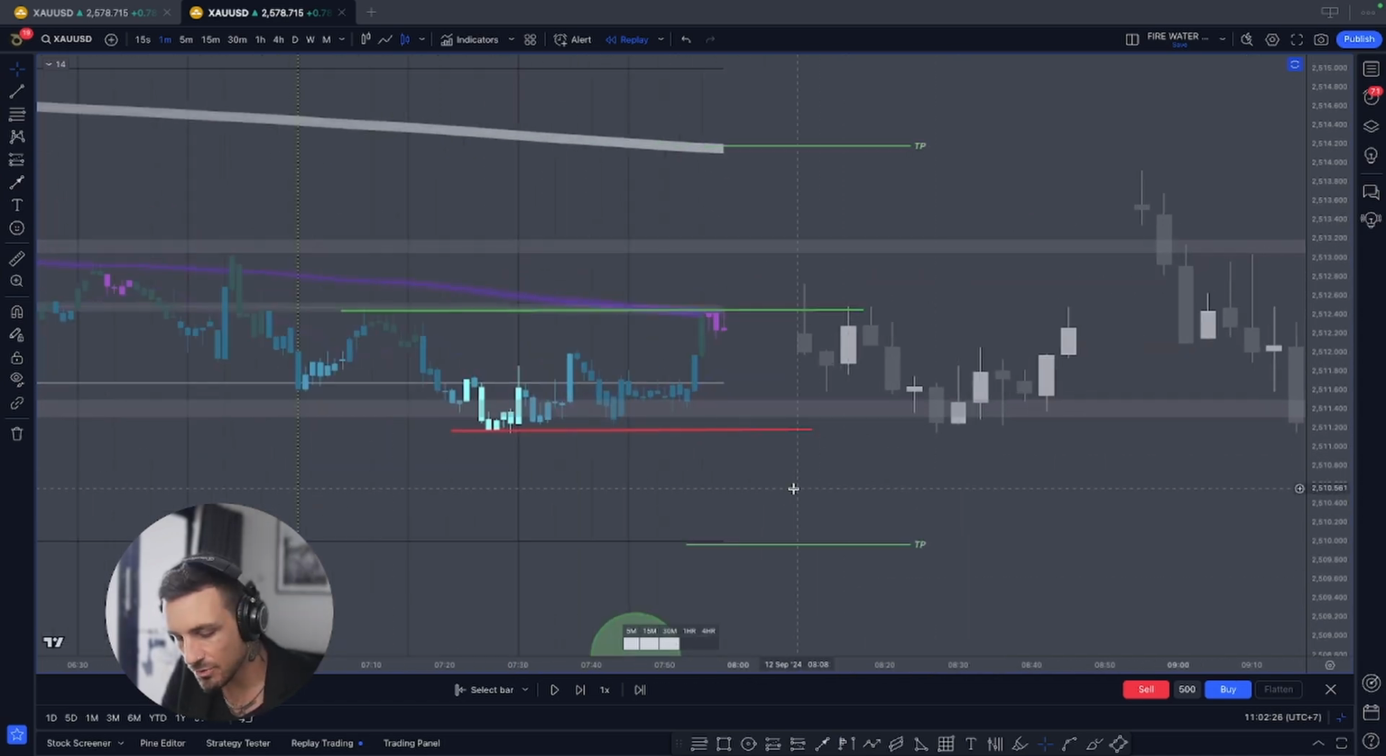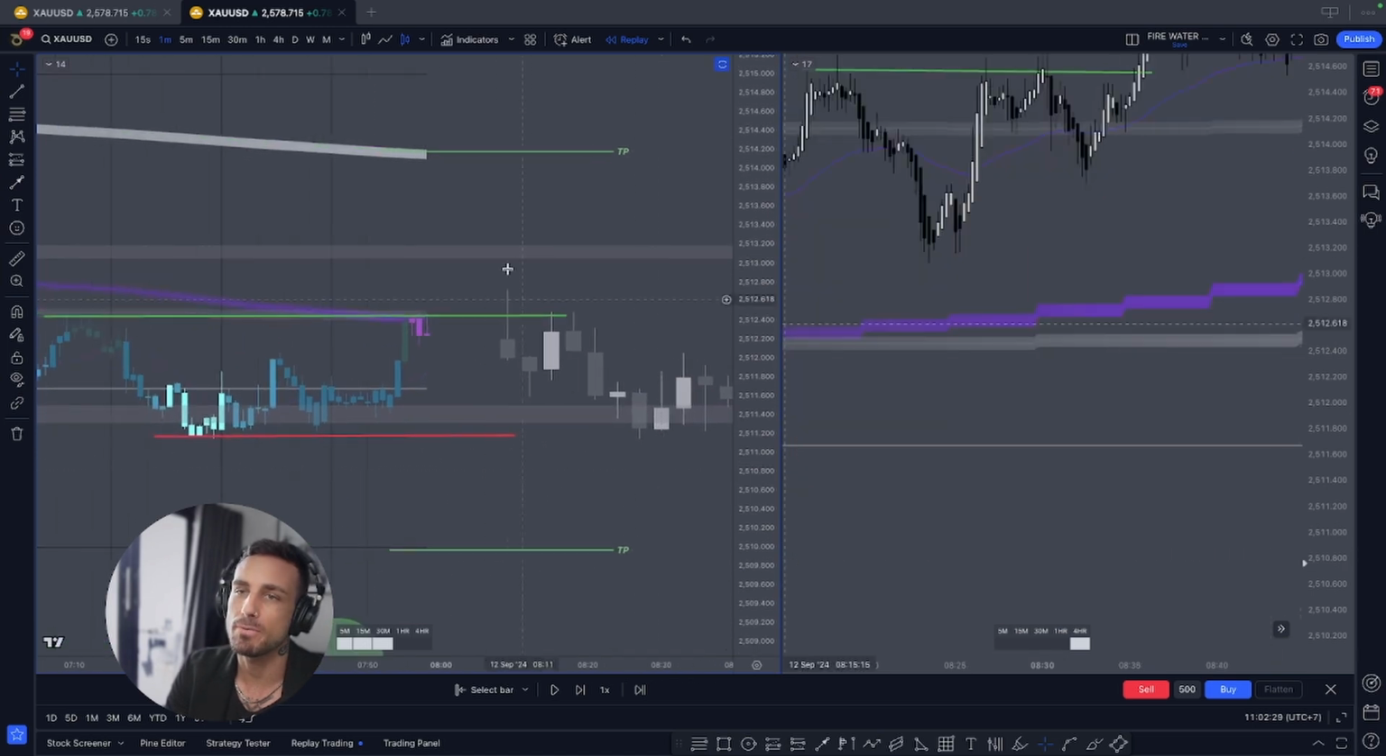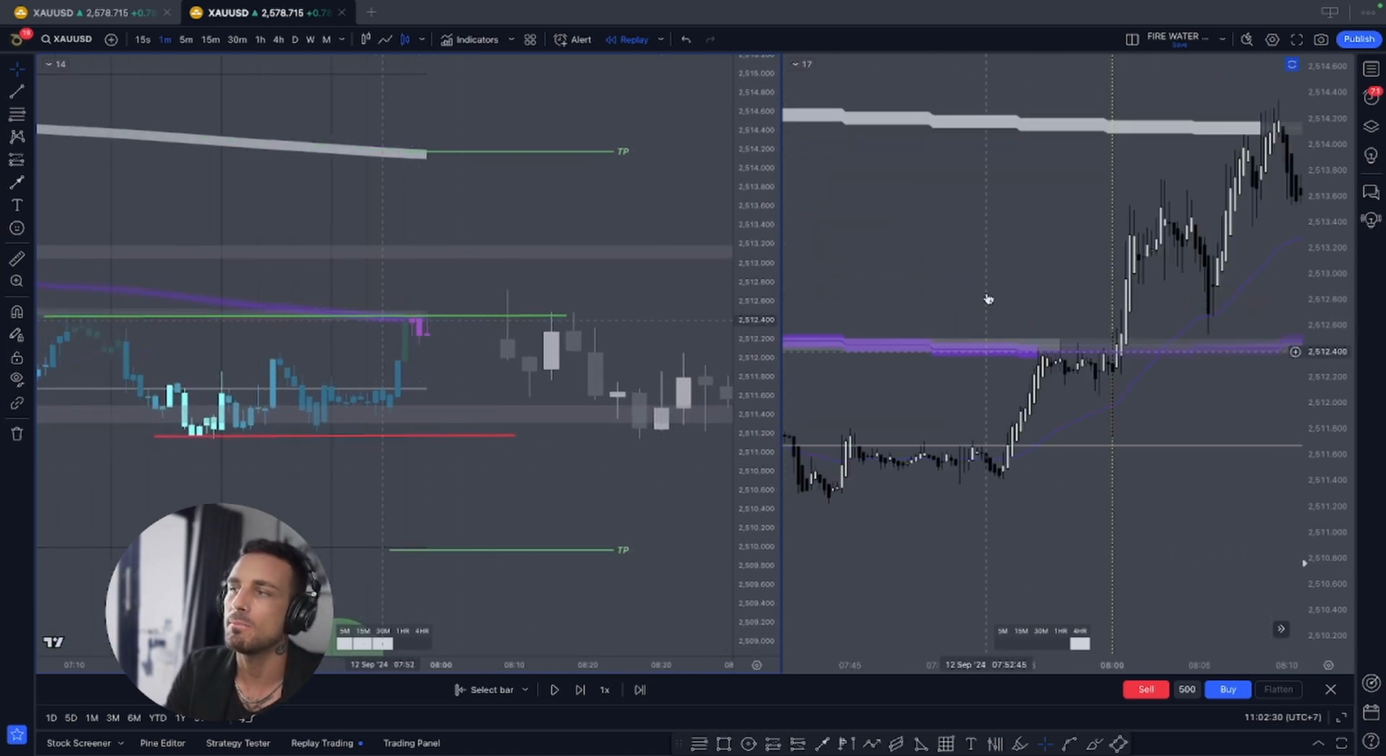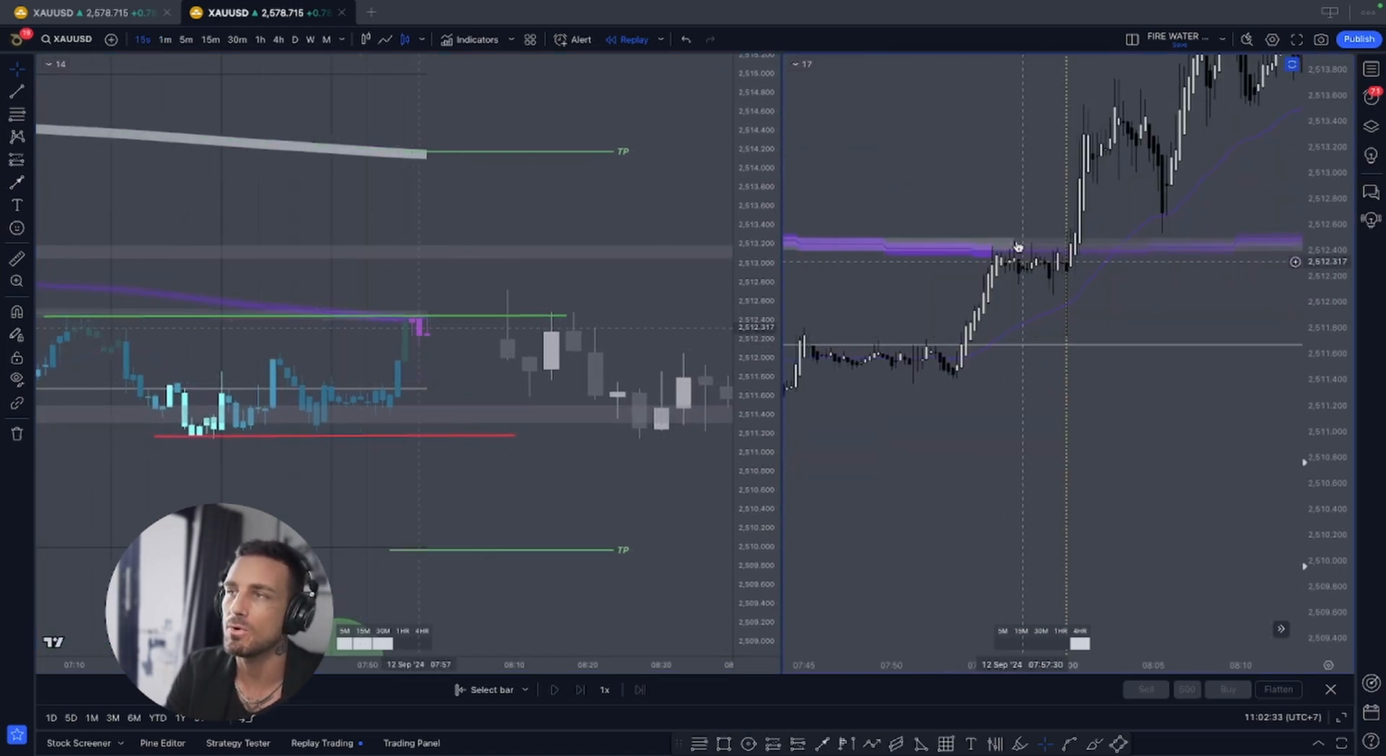So what I'll do from here is I'm going to go to the 15-second chart, because the 15-second chart is going to give me a lot more fidelity. It's going to give me a lot more detail of what might be going on. This is the same price action here. As you can see, you've only got 3 candles to it. How do you know what's going on?